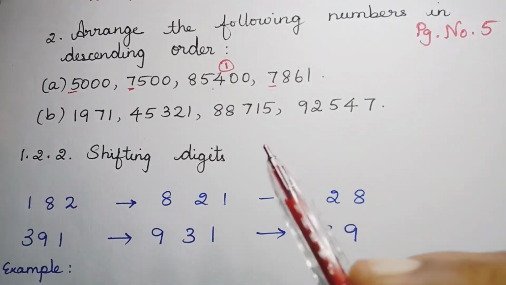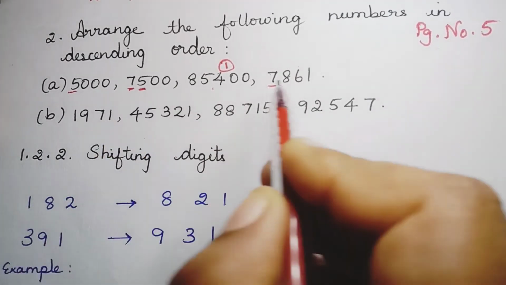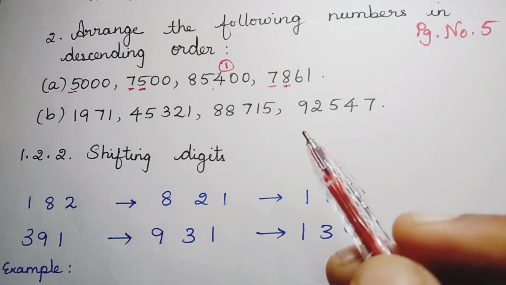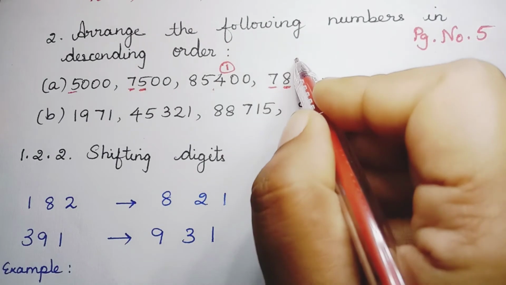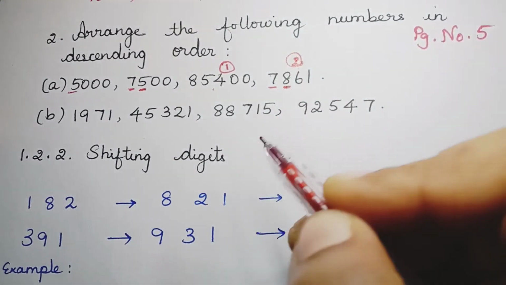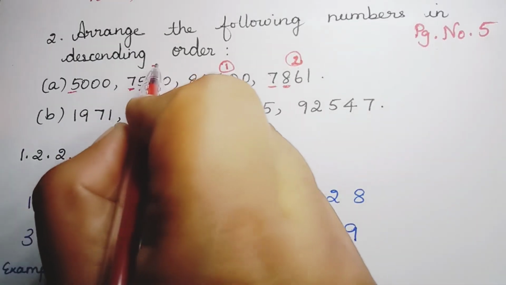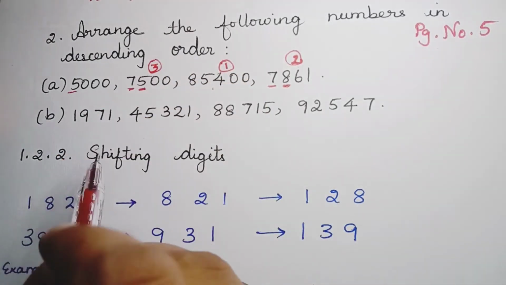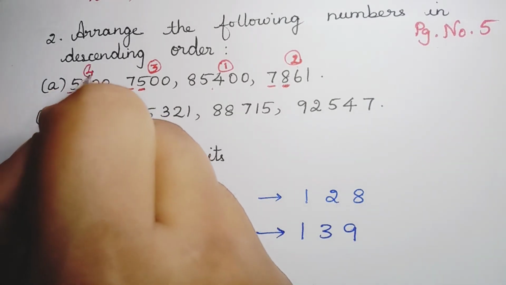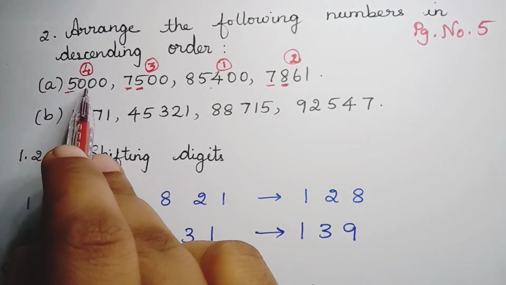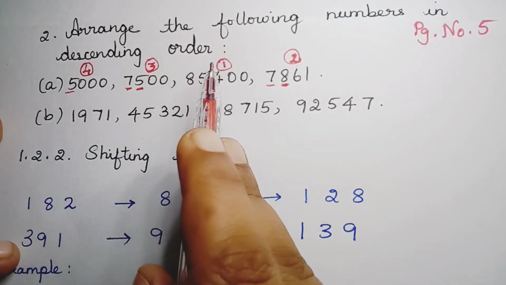577. So we have two numbers with 7. So you have to compare the next two digits, 5 and 8. Which is the biggest number here? 8. So 7861 is the next highest number. Then this will be your third number, and this is the left one. So this is your smallest number. Biggest to smallest is the descending order.